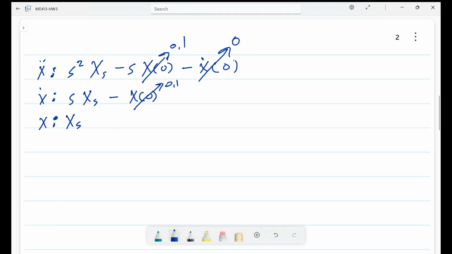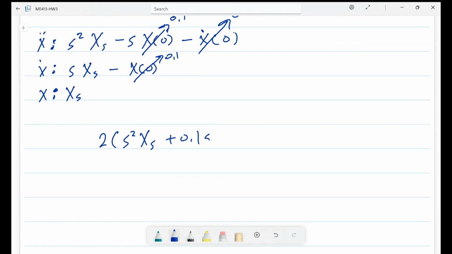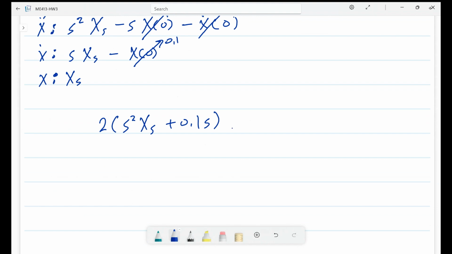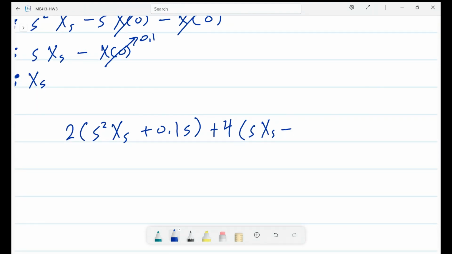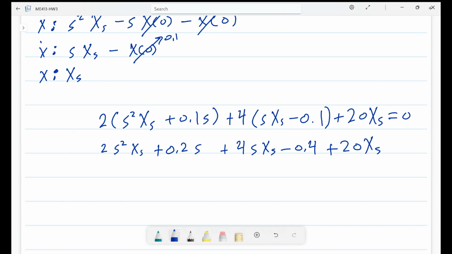Now plugging these back into our original equation, we will have 2 s square X(s) minus 0.1 s, and here we will have plus 4 sX(s) minus 0.1, plus 20X(s) equal 0. Now we will multiply: 2 s square X(s) minus 0.2 s plus 4 sX(s) minus 0.4 plus 20X(s) equal 0.